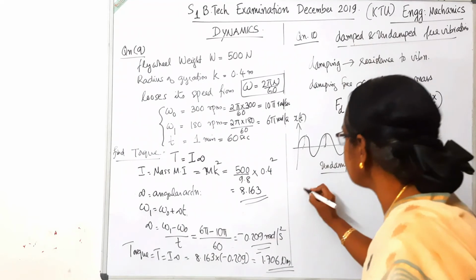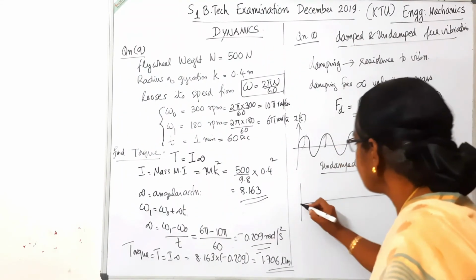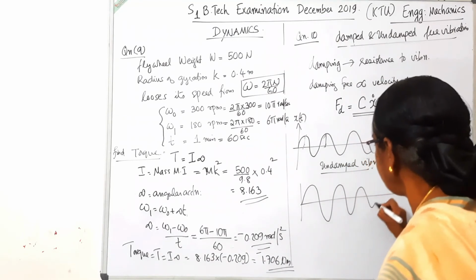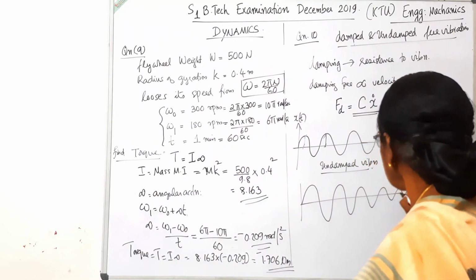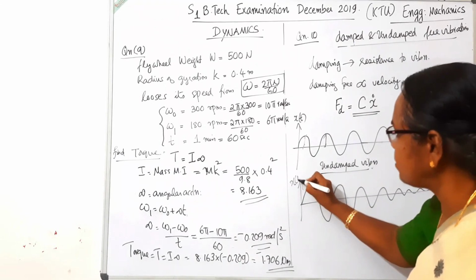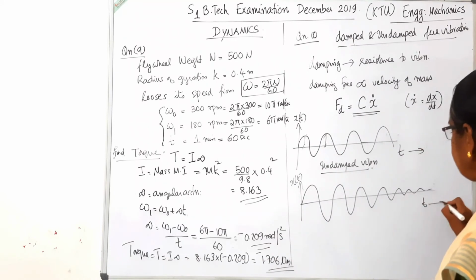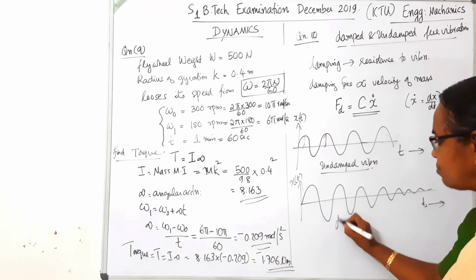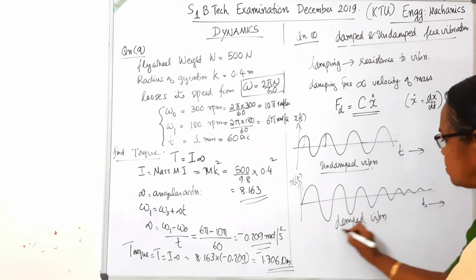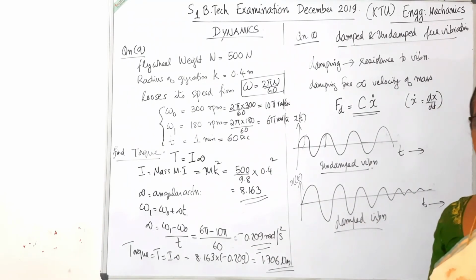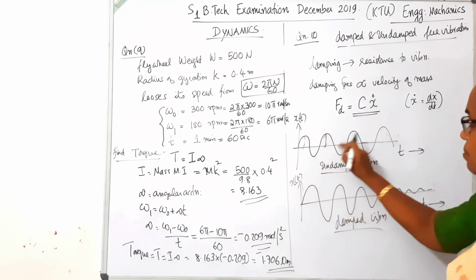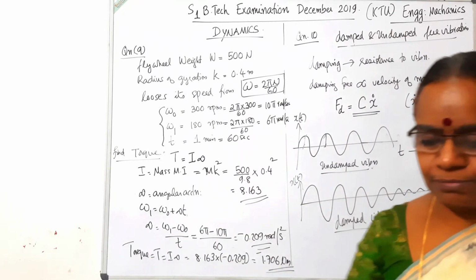In damped vibration, the amplitude initially will be large, then after each cycle it goes on reducing like this. So here the axis is x, the displacement, with time. If time is plotted like this, this is damped vibration. The amplitude diminishes with time in the damped case and it remains the same in the case of an undamped system.